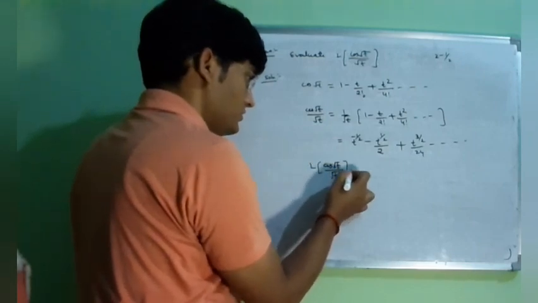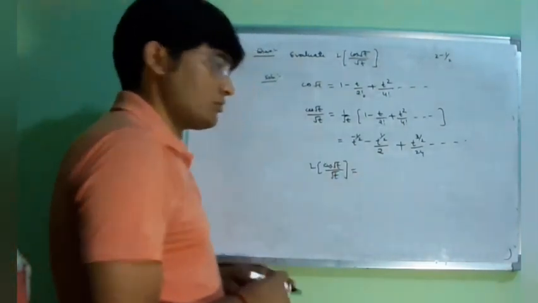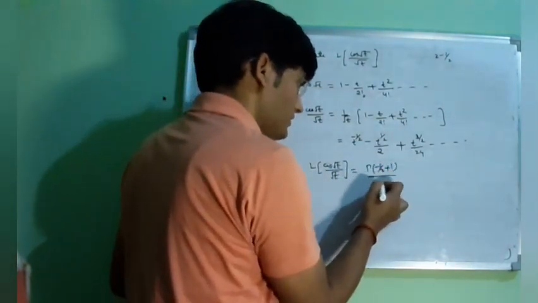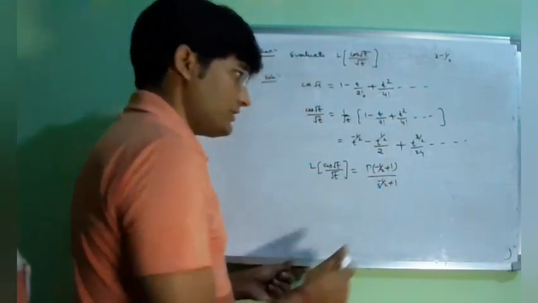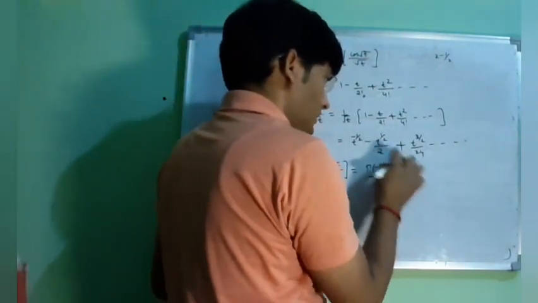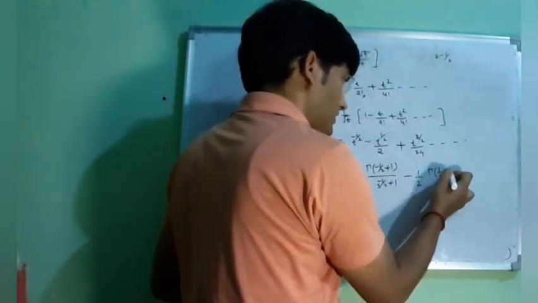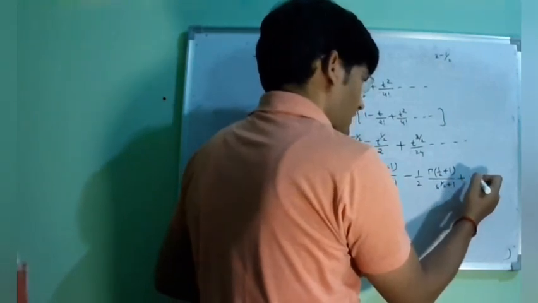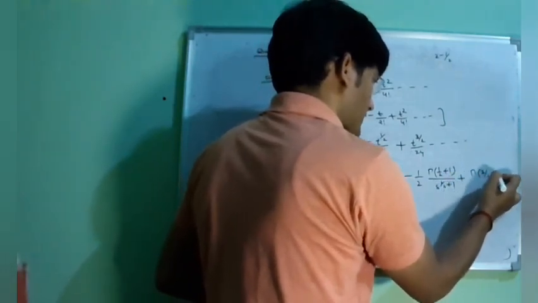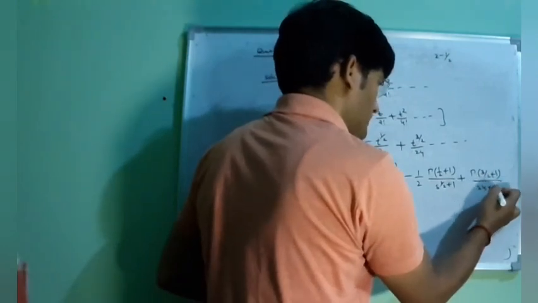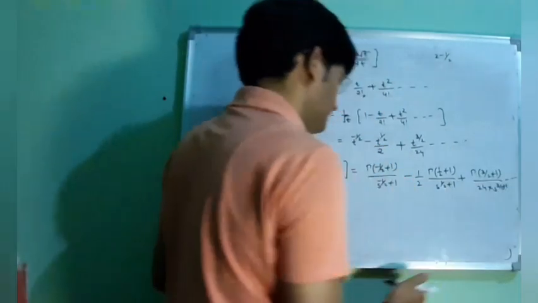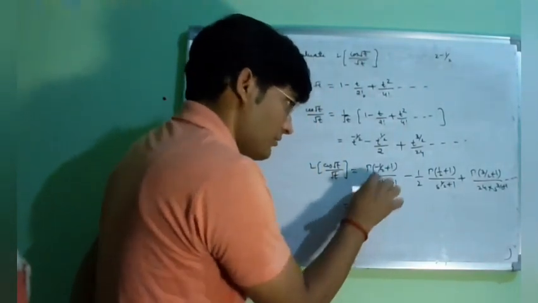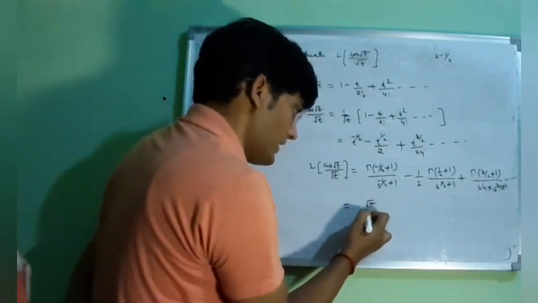So the Laplace of this series will be the Laplace of the first term, that is Laplace of t to the power n, and that will be your gamma n plus 1 divided by s to the power n plus 1. Then in the next term we will have gamma 3 by 2 plus 1 divided by 24 into s to the power 3 by 2 plus 1 and so on. So this is your gamma half divided by the square root of s. So gamma half is root pi, so this is your root pi upon root s.